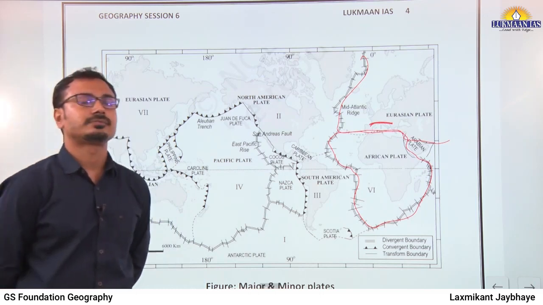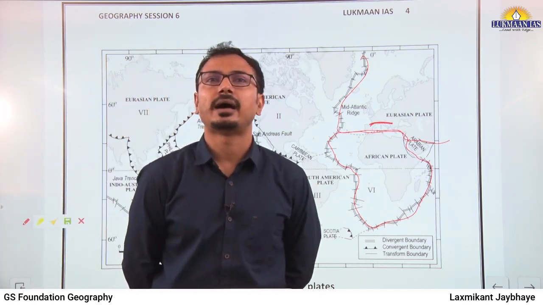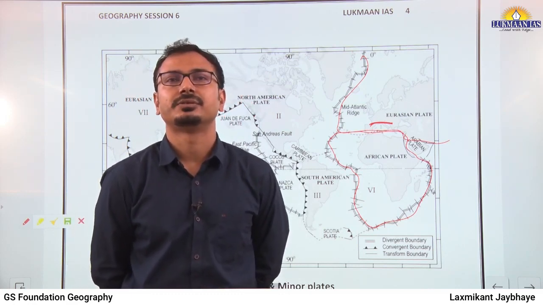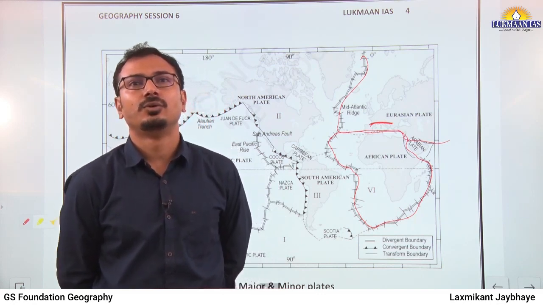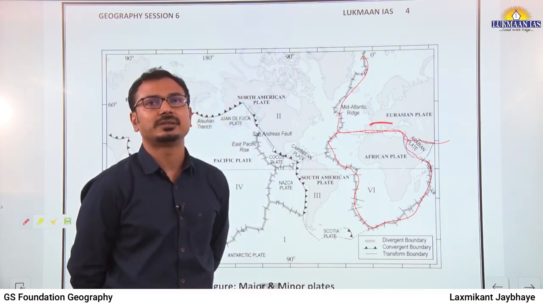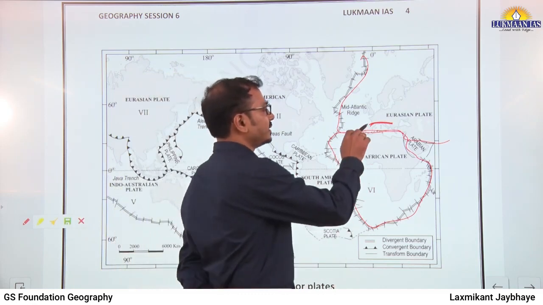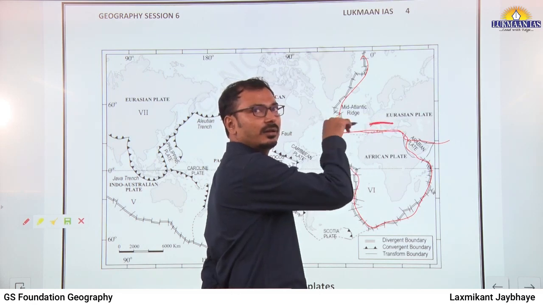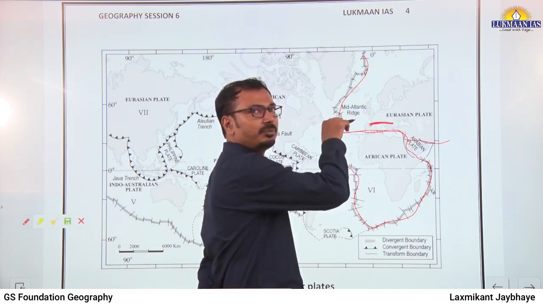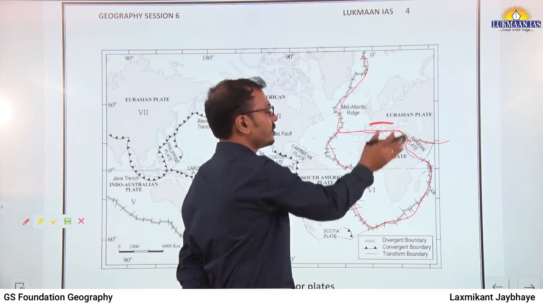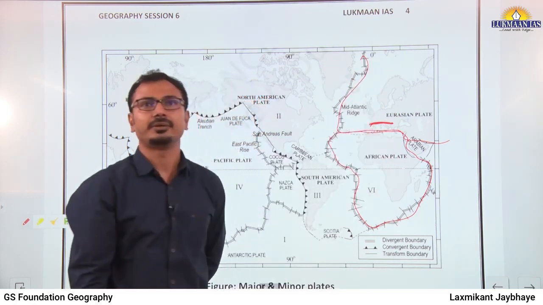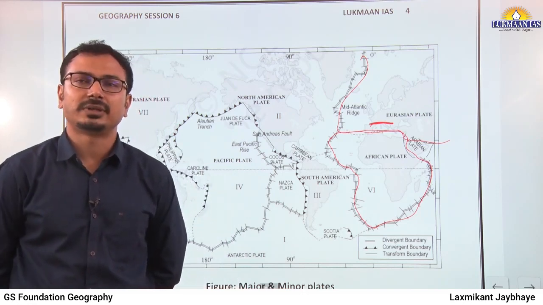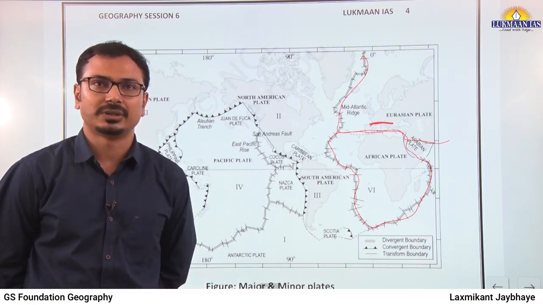Yes. Can you locate the Alps mountains? Look at the direction of the mountains. Are they parallel to this boundary like this? That means they are formed because of the convergence of the African plate and Eurasian plate. The Alps mountains are also folded mountains, like the Himalayas.